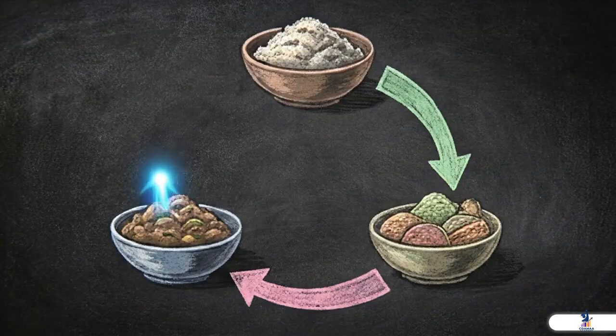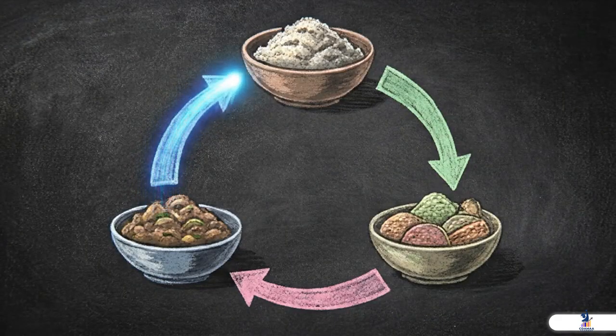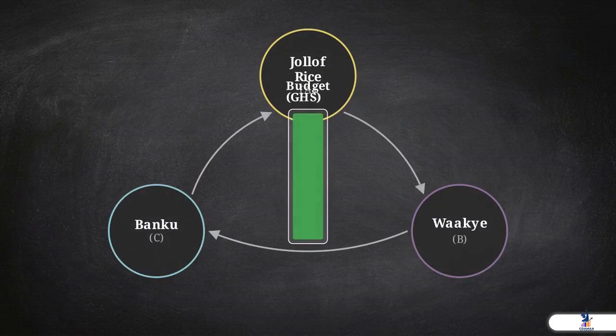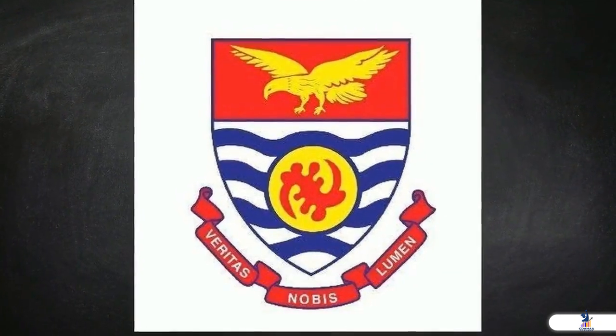This animation illustrates transitivity failing. Imagine a student who prefers Jollof to Waakye, Waakye to Banku, but also prefers Banku to Jollof. This creates a preference cycle. An observer could exploit this indecision through a money pump, charging the student a fee to constantly trade meals in an endless loop, draining their budget while leaving them exactly where they started. This is why we rule out cycles.